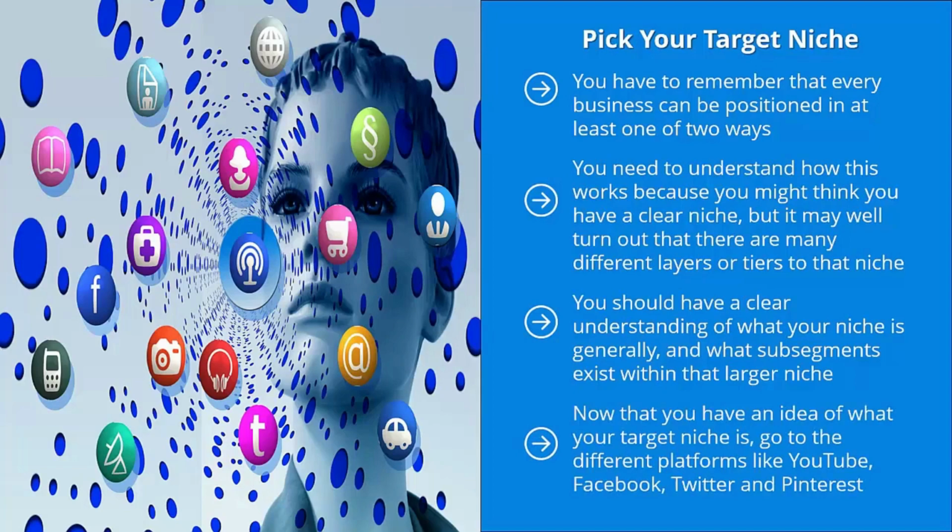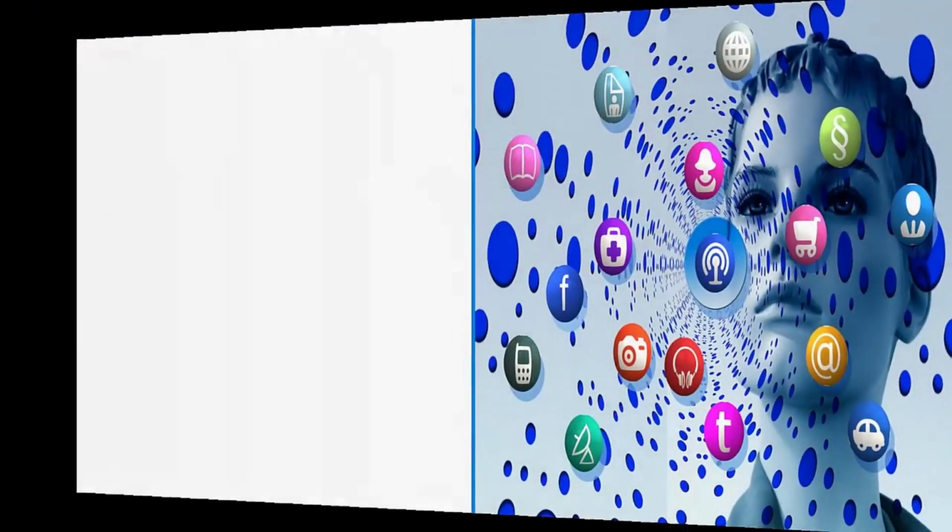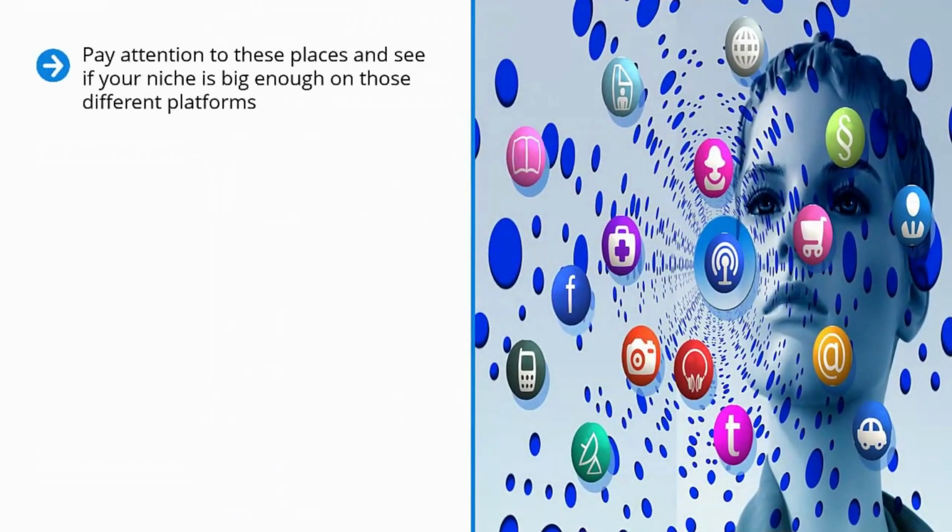Now that you have an idea of what your target niche is, go to the different platforms like YouTube, Facebook, Twitter, and Pinterest. Now, look at whether these places have sizable content areas or messaging areas like Facebook pages, groups, Google Plus communities, Twitter hashtags, Pinterest pin boards, and existing YouTube channels. Pay attention to these places and see if your niche is big enough on those different platforms.